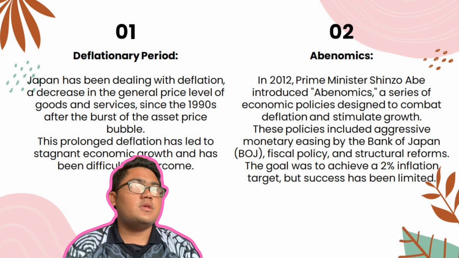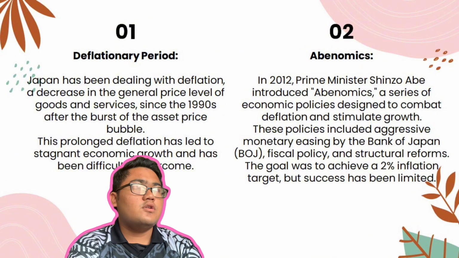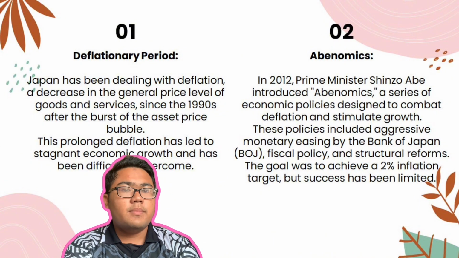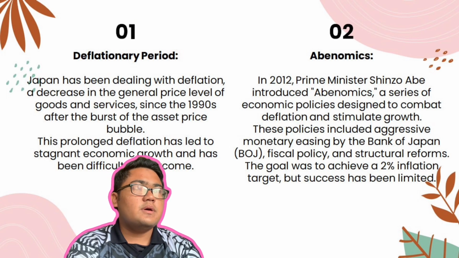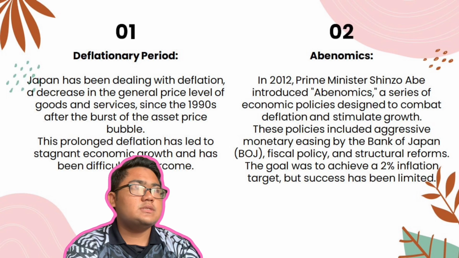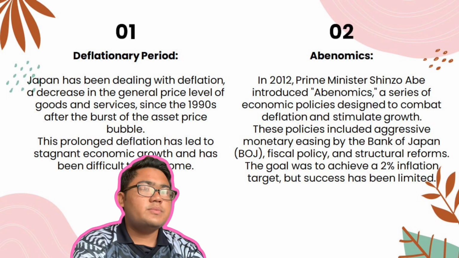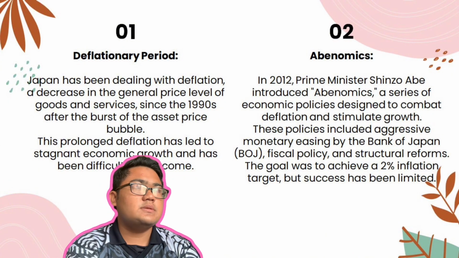Number 2, economic policy. In 2012, Prime Minister Shinzo Abe introduced a series of economic policies designed to combat deflation and stimulate growth. These policies include aggressive monetary easing by the Bank of Japan, fiscal policy, and structural reform. The goal was to achieve a 2% inflation target, but success has been limited.